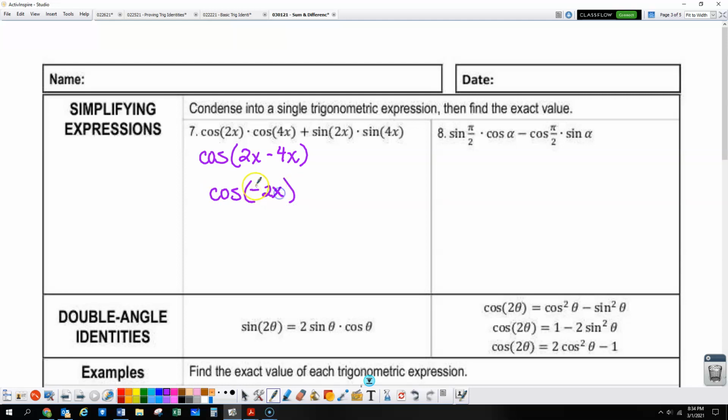But you're also going to use your even and odd identities, right? Remember, cosine is an even function. So if you have cosine of negative x, that is equal to cosine of x. So we just get rid of the negative. So this simplifies to cosine of 2x.